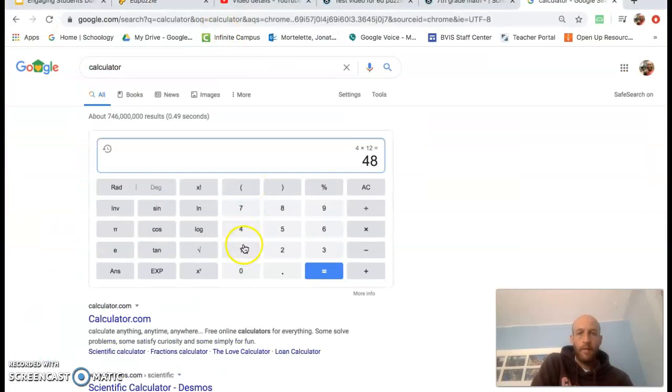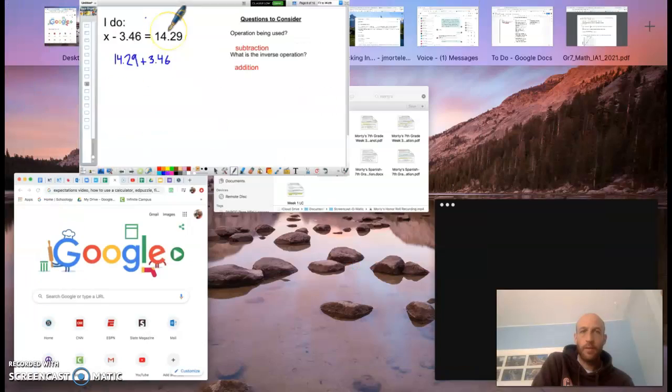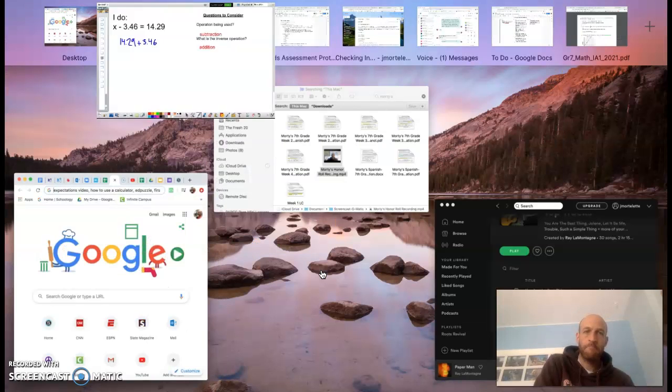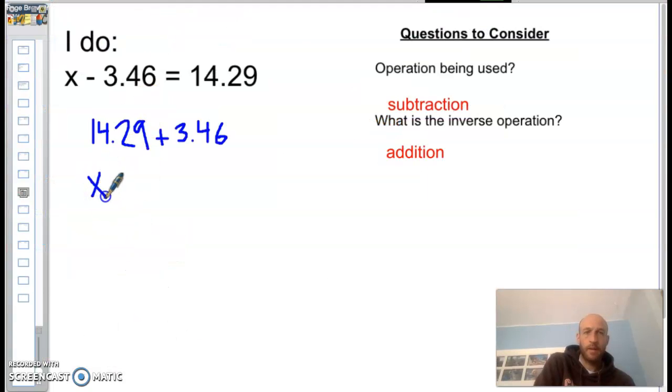14.29 plus 3.46, and we get 17.75, okay? X equals 17.75. So all of these numbers, these three numbers, 14.29, 3.46, and 17.75, create a fact family, okay?